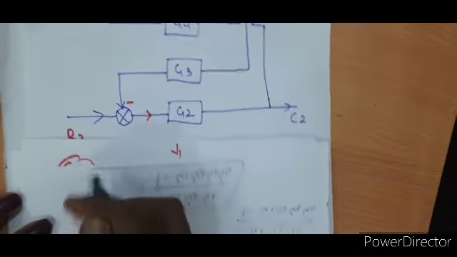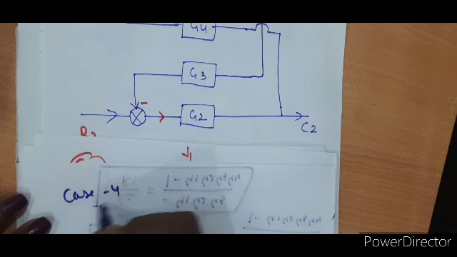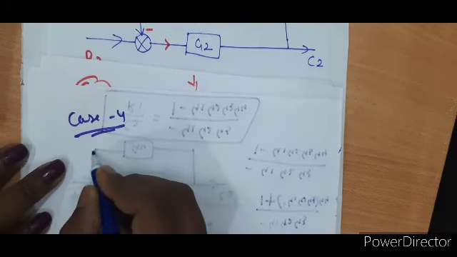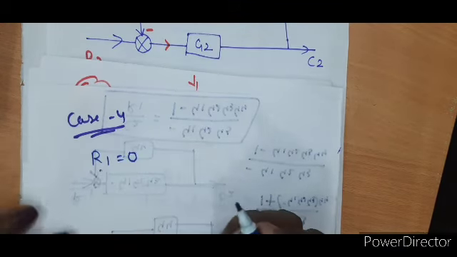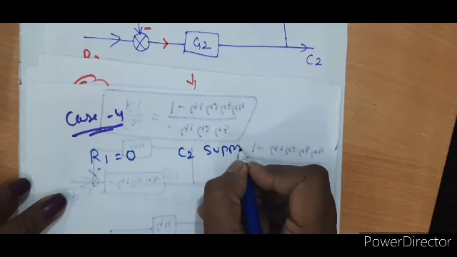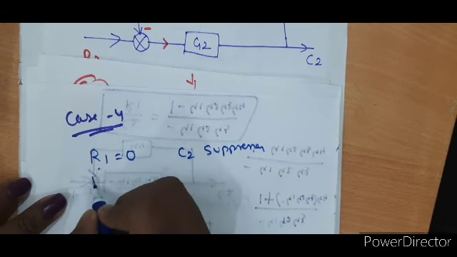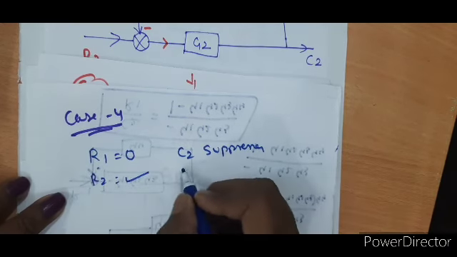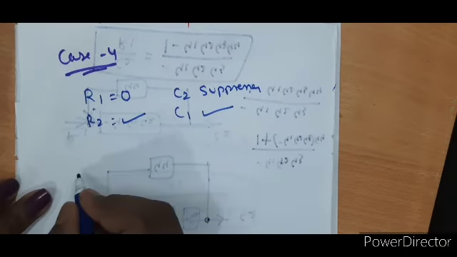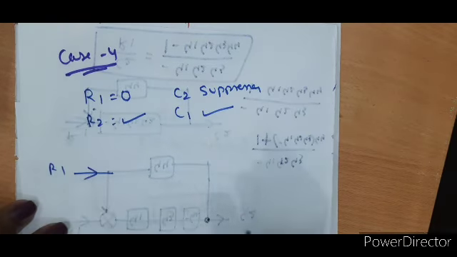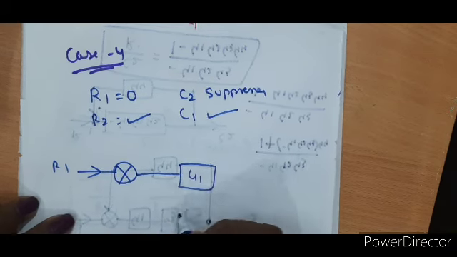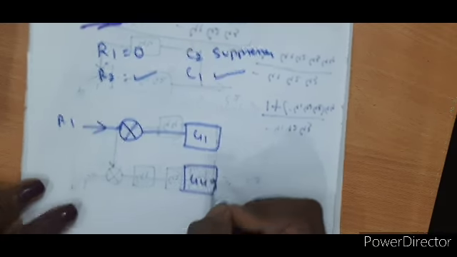Okay, now case 4 I have to see. In case 4, what they have told is, R1 I will consider as 0. Okay, then C2 I am going to suppress. That means R2 is available, C1 is available. This should be my circuit. So what do I do? R1 I will write, I have a summing point here, block of G1, I'll write all the blocks.